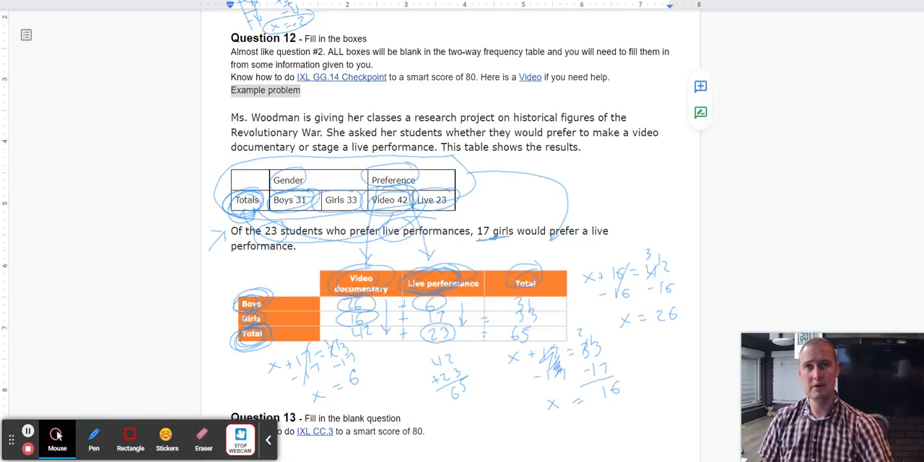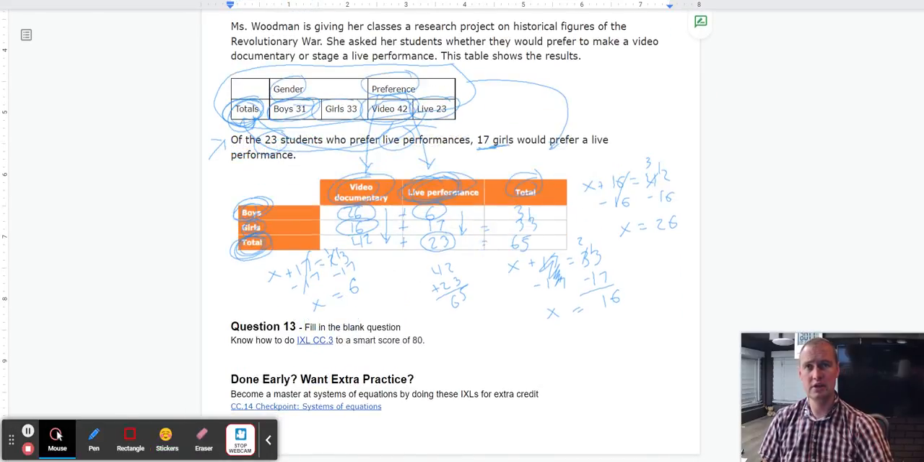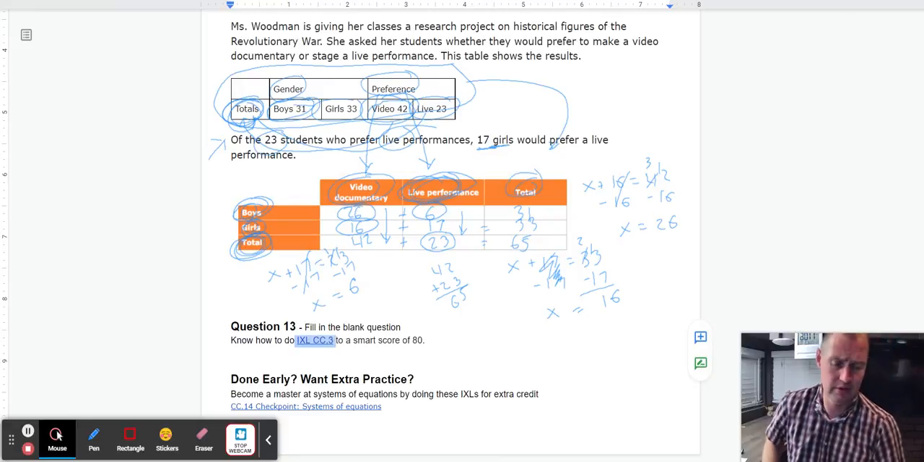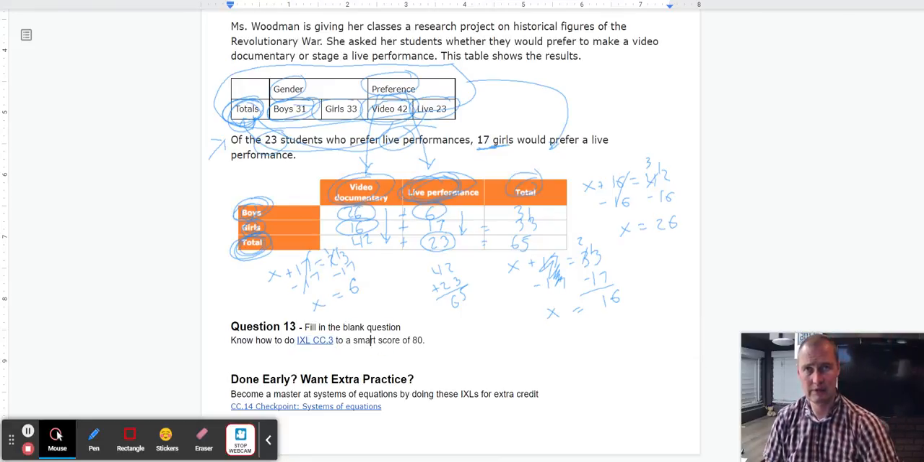All right, wrapping up this tutorial, question 13. Know how to do CC3. I believe this has popped up before. Know those word problems. There's going to be some sort of word problems. If you know how to do CC3 to a SMART score of 80, you're going to be just fine on that. Once you're done with question number 13, you're going to be done with the test.